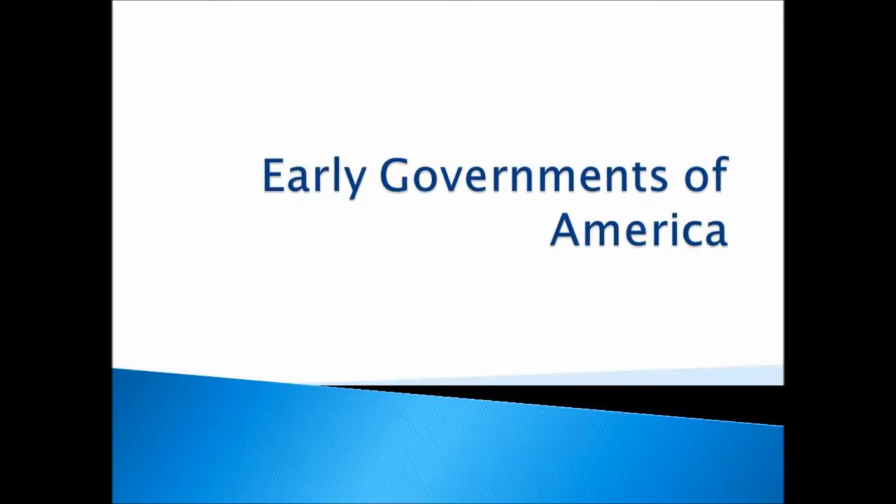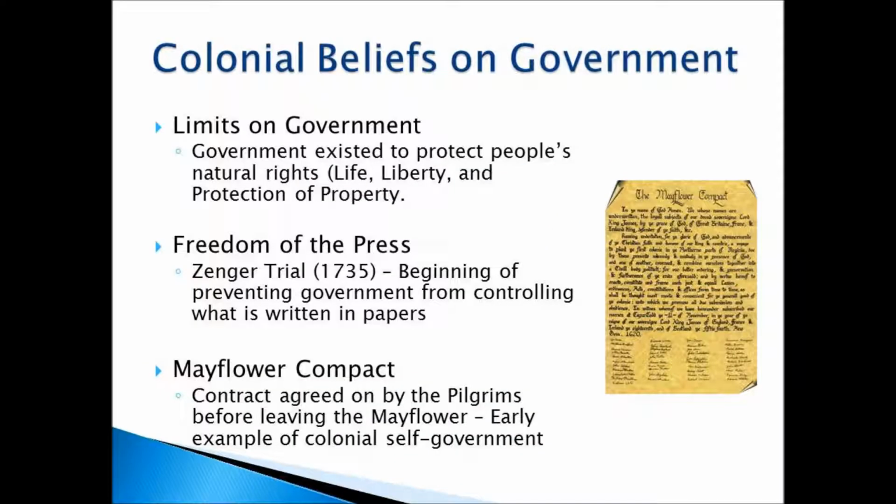We are talking about the early governments of America, and we're going to start off with colonial beliefs on government. Colonial beliefs on government existed limits on government. Governments existed to protect the people's natural rights: life, liberty, and protection of property. Remember John Locke, life, liberty, and property. The people in America believed that the European leaders had gotten away from this, and they had gotten too much government. Government was controlling them. So they wanted to make sure that government existed to protect the people, not hold them down.